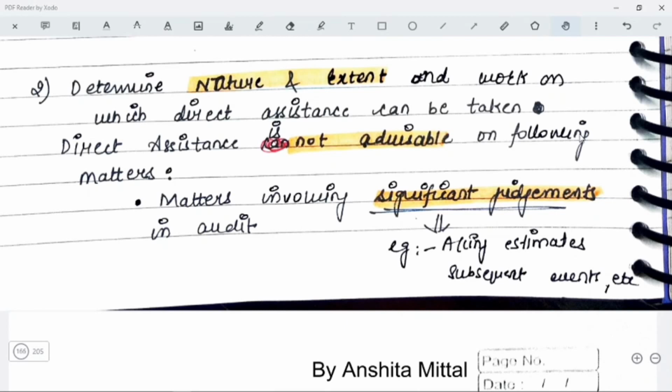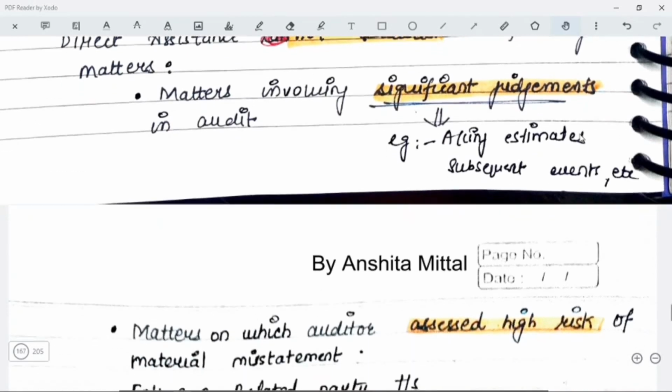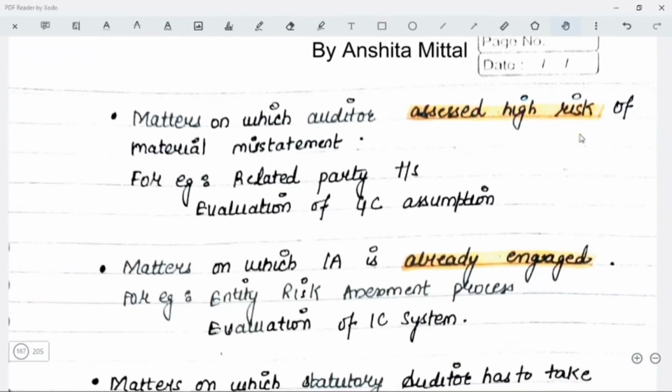You should not take direct assistance on matters which involve significant judgments in audit, for example accounting estimates, subsequent events, etc. Also on matters where the auditor has assessed a high risk of material misstatement, for example in case of related party transactions or when you are evaluating the going concern assumption as per SA 570.